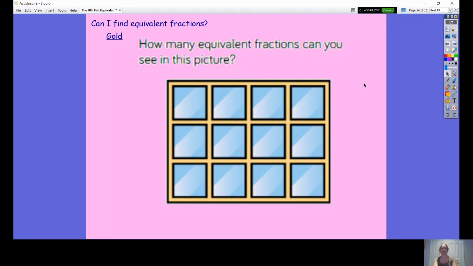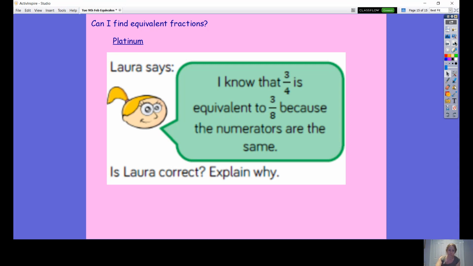And then if you're still keen to push yourselves even further, or if you've done that really quickly and you feel you've got a bit more time, then I'll move you on to platinum. So this one says, Laura says, I know that 3/4 is equivalent to 3/8 because the numerators are the same. Is Laura correct, and explain why? If you think she is correct, prove that she's correct. And if you think that she's not correct, can you give a correction? Can you say what the correct answer could be?